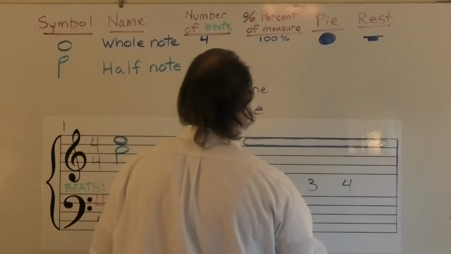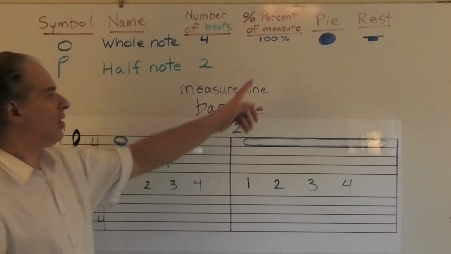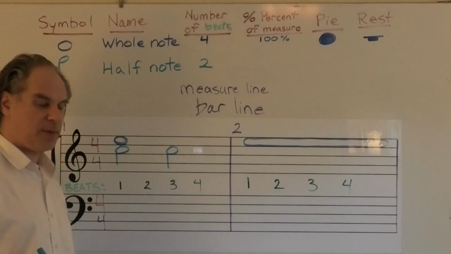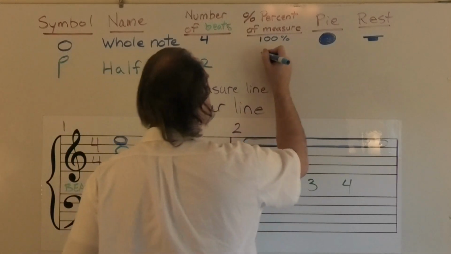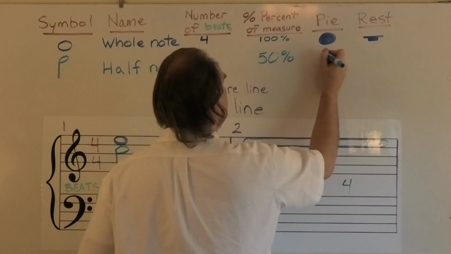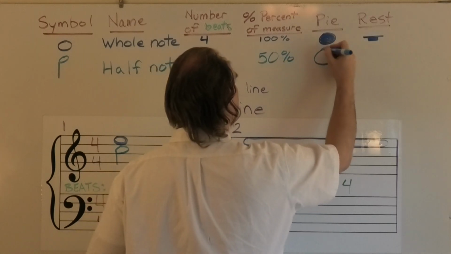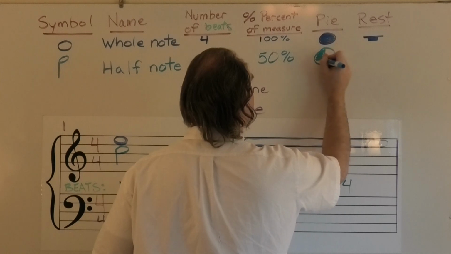2 beats. What percent of the measure does it get? Well, 100 divided by 2 is what? What plus what equals 100? 50. So it gets 50% of the measure. Exactly. And if we draw a pie to represent 50%, we're only going to shade in half the pie.